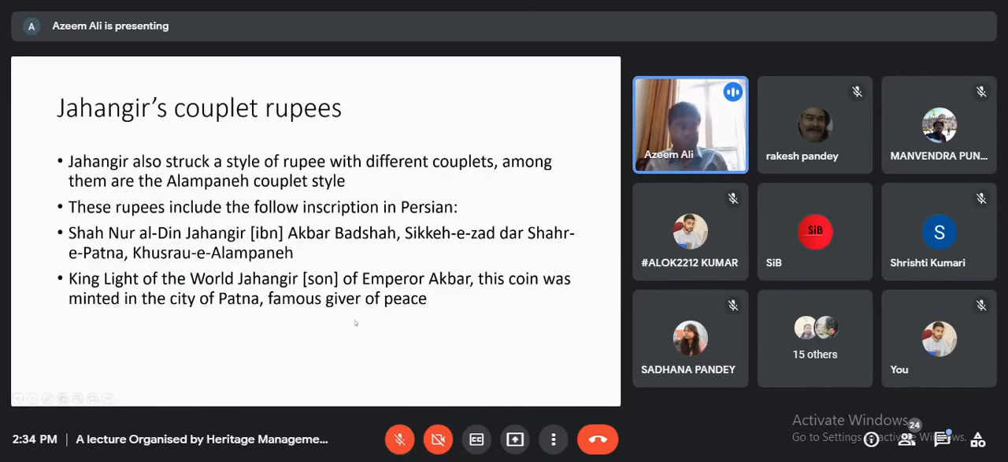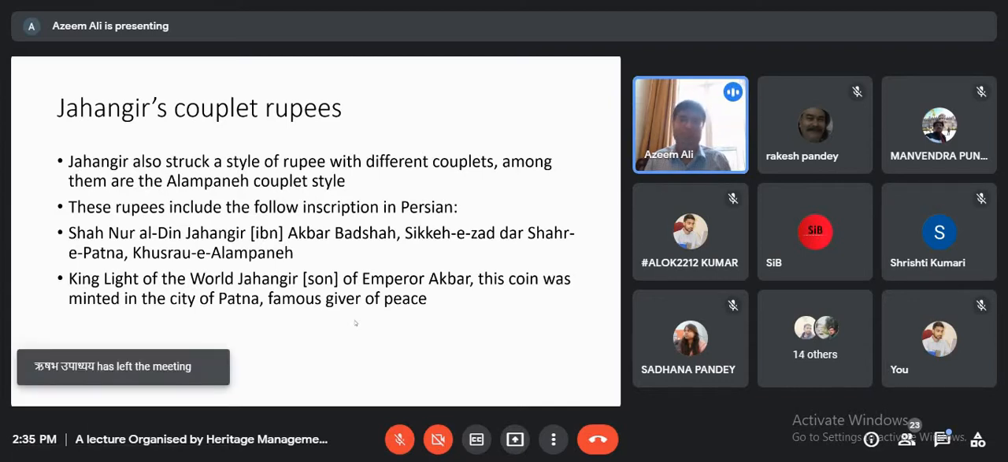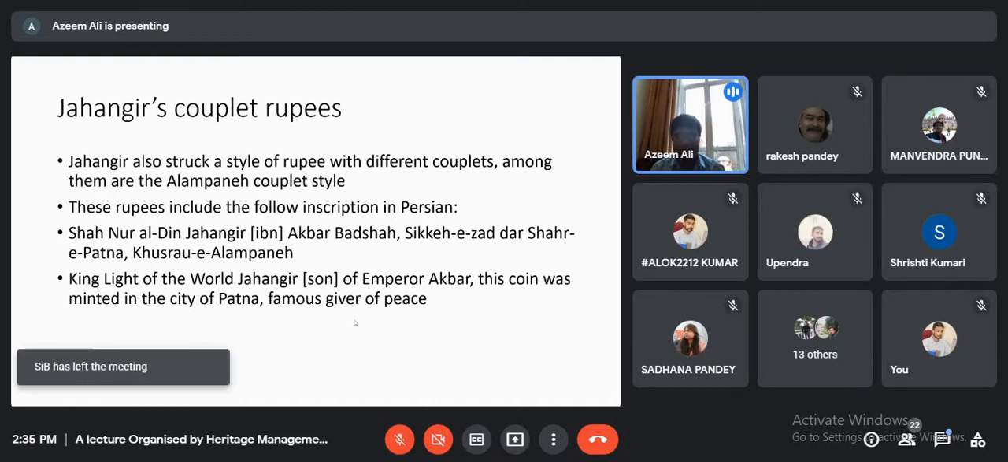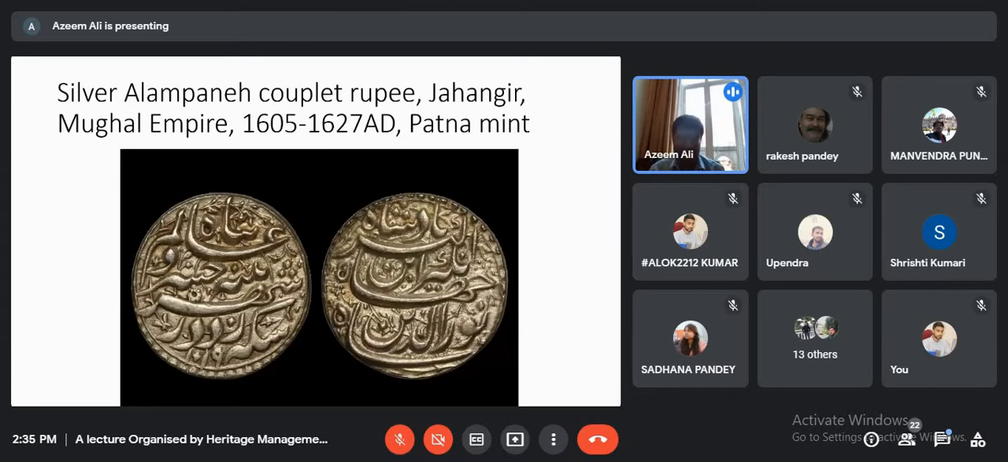And Jahangir also struck a style of rupee with different couplets. Among them are the Alampanah couplet styles, and these rupees include the following inscription in Persian: Shah Nur al-Din Jahangir, again son of Akbar Badshah, which means King, Light of the World Jahangir, son of Emperor Akbar. This coin was minted in the city of Patna, famous giver of peace, Patna obviously being in Bihar today. This is the coin, struck between 1605 and 1627 AD.